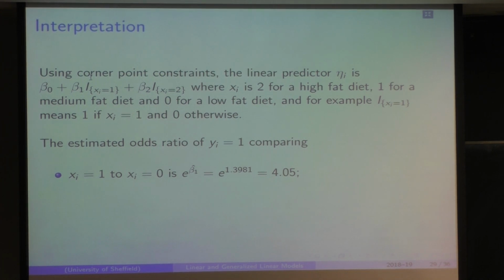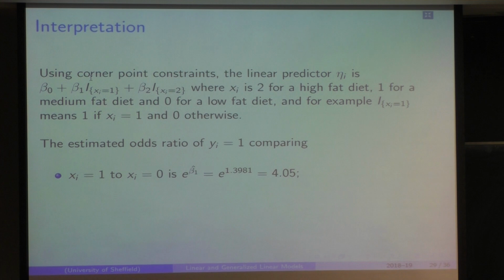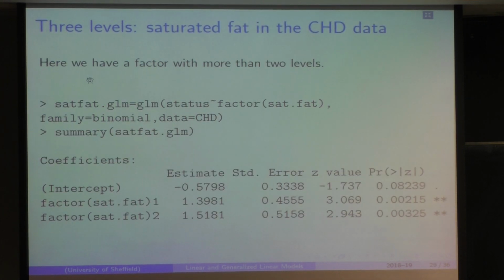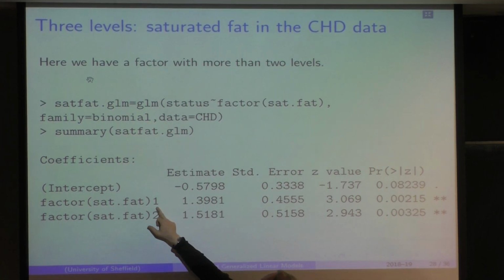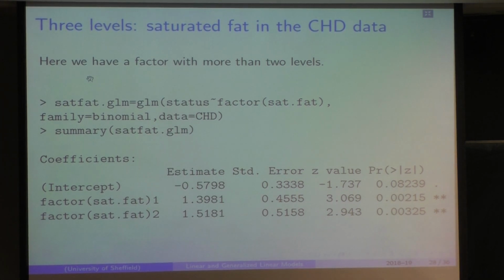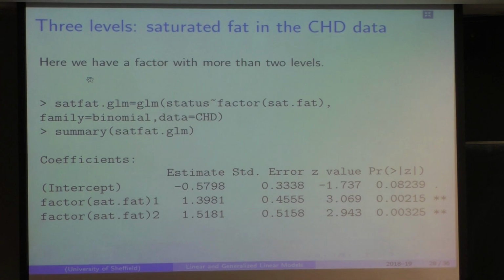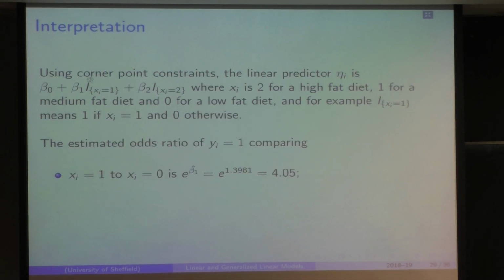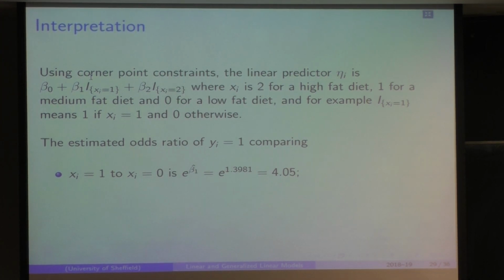Now, if you look back to the estimates on the previous slide, our estimate of beta 1 is given in the R code. It's the estimate here for the factor level of the factor being 1. So it's this 1.3981, which is what you saw on the next slide. So we get e to that estimate, and that gives us just over 4. So the odds ratio for a medium fat diet compared with a low fat diet is estimated here as being a little bit more than 4.